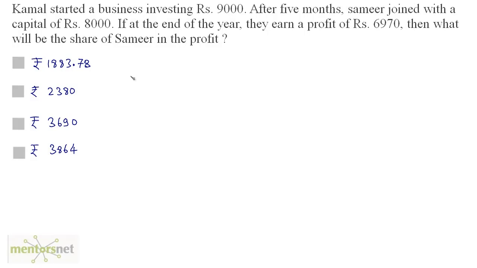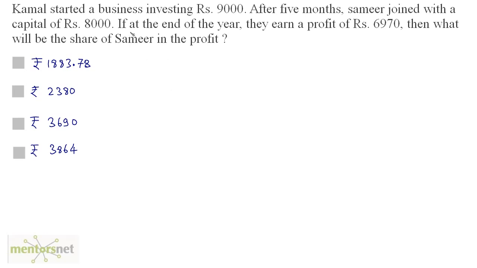Kamal started a business investing 9,000 rupees. After 5 months, Samir joined with a capital of 8,000 rupees. If at the end of the year they earn a profit of 6,970 rupees, then what will be the share of Samir in the profit?